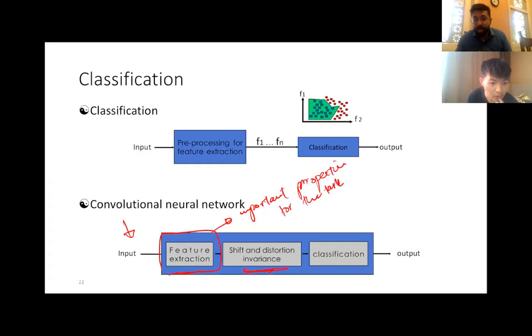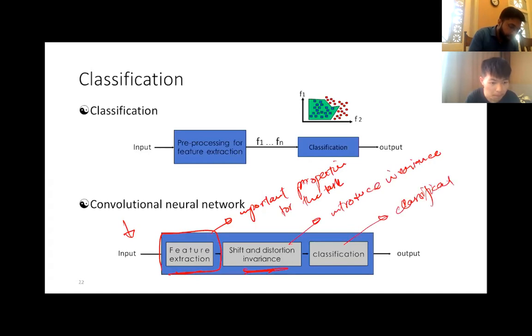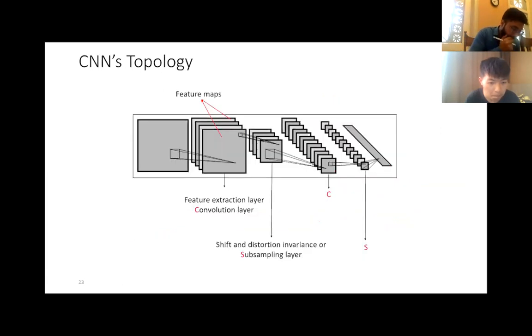Then we have some layers in the neural network which introduce invariances. By invariances, I mean that if you shift the image, because of this invariance layer, the output would not change. We will see what each of these layers are. And once you have invariant features, you can simply learn to classify them. So this is for classification. Let's look at each of these in detail. Okay, so this is the topology of a convolutional neural network.